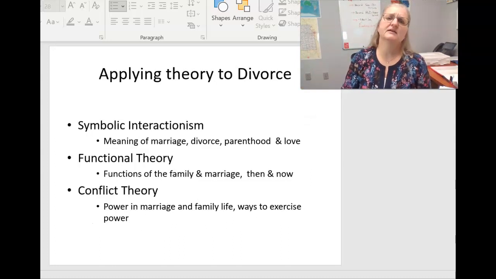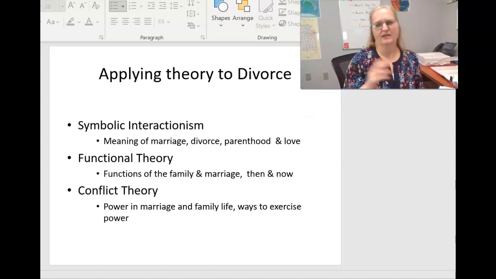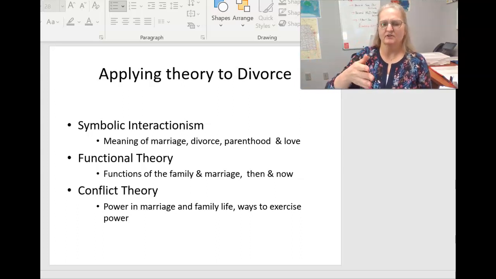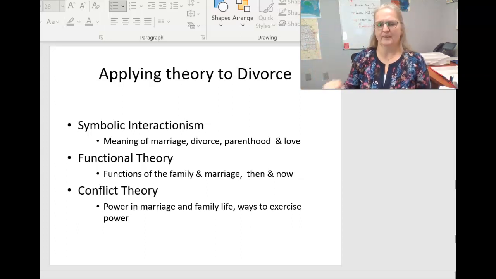So let me illustrate, and then I may have to explain this in another recording. So you've got symbolic interactionism, and you remember that symbolic interactionism is about meaning and interpretation. You have functional theory, and functional theory is about function and purpose. And then you have conflict theory, which is about power and status.